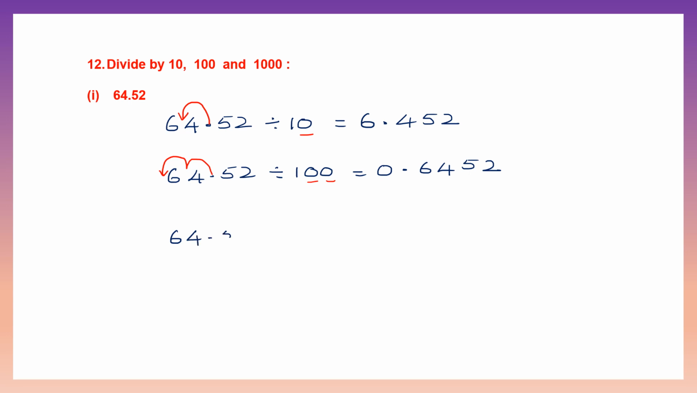Now let's divide 64.52 by 1000 this time. So 1000 has 3 zeros, 1, 2, 3. So the point moves 3 places to the left. 1, 2, 3 places and then we write the point. So we fill in this with a 0 and since there's no number before that, this is also 0. So what's the final answer? 0.0642. So we've got our answers here.